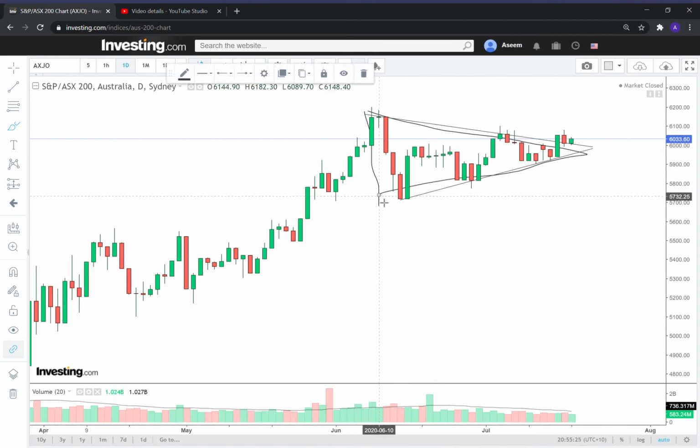So this can really assure us a bit that the market is looking for an uptrend if it is able to break that. Let me just move these drawings out of here.